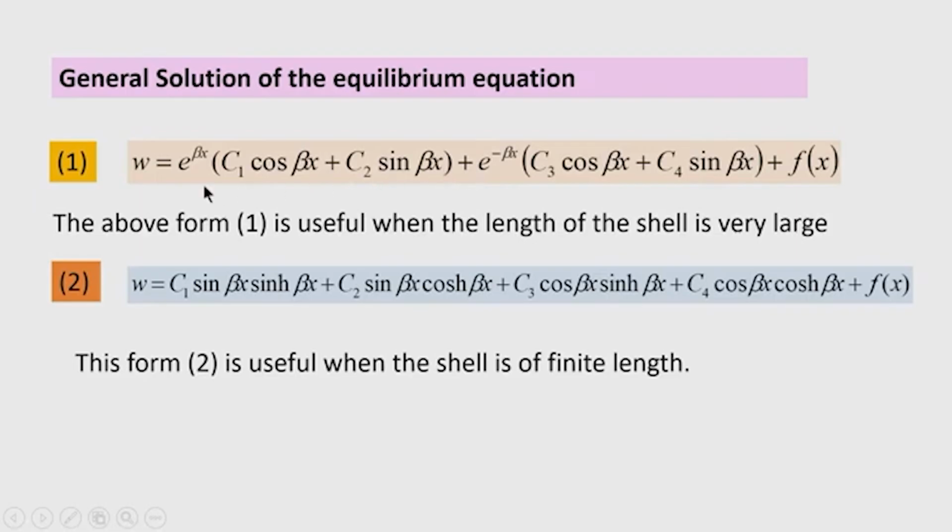So, therefore, we neglected the constants C 1 and C 2 for a very long shell, but shells of finite length have to be solved containing these 4 constants of integration. The 4 constants of integration can be found by applying the boundary conditions at the ends of the shell. So, equation number 1 is useful when the length of the shell is very large, if I drop the constants C 1 and C 2. Okay.